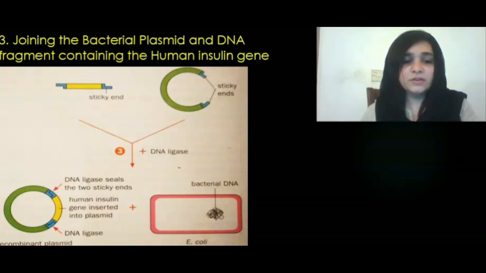As a result of this, the new plasmid that is produced is known as the recombinant plasmid. It contains two different types of DNA. After that, we are going to insert this recombinant plasmid into a bacterium known as E. coli. Here a bacterial cell is shown, E. coli, Escherichia coli. We are going to insert the recombinant plasmid into that bacterium. This bacterium already contains its own bacterial DNA.